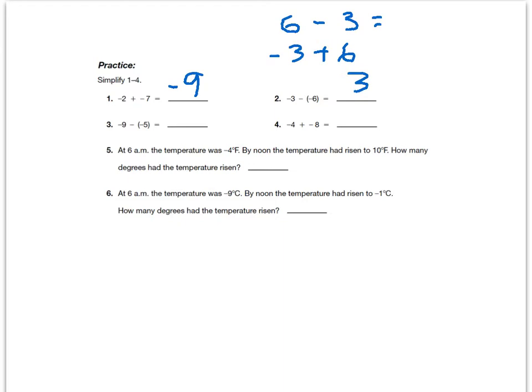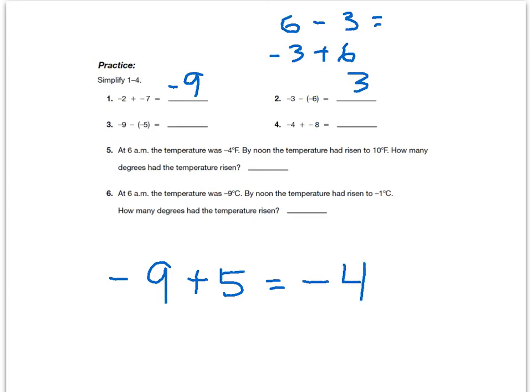Number 3 says -9 minus -5, or -9 and the opposite of -5. Well, the opposite of -5 is +5, so we could rewrite this as -9 plus 5. And in this case, we see that the bigger number is negative, so we know the sign is negative, and we just need the difference between the two numbers then.